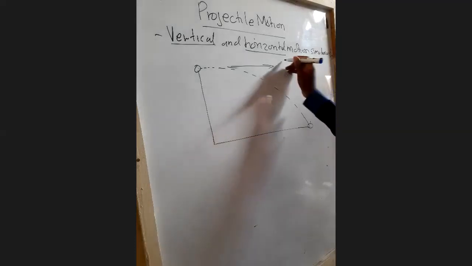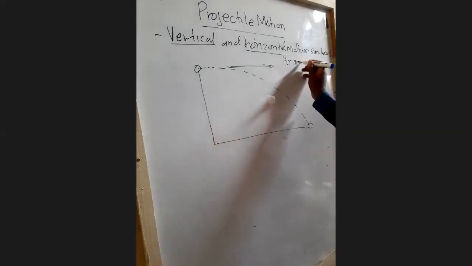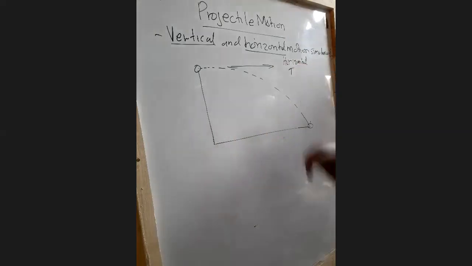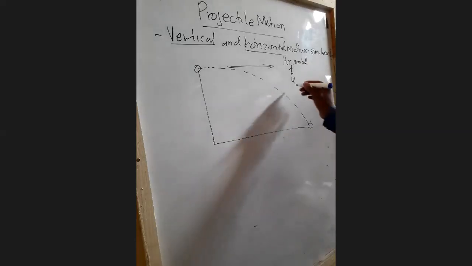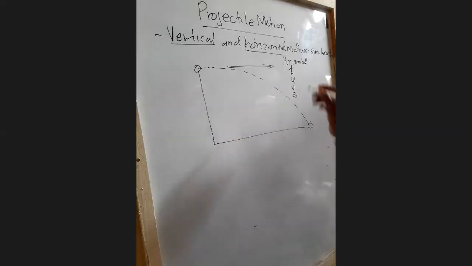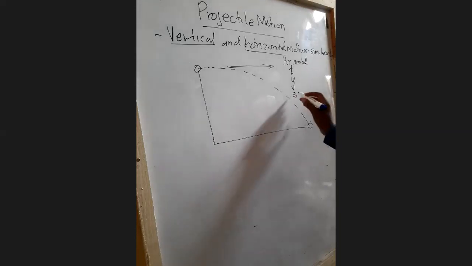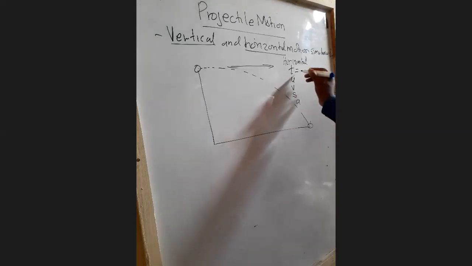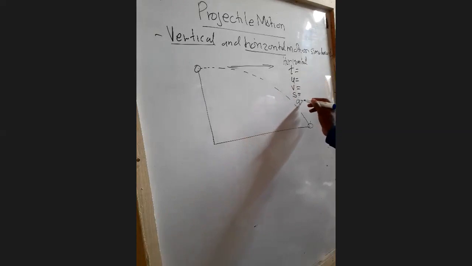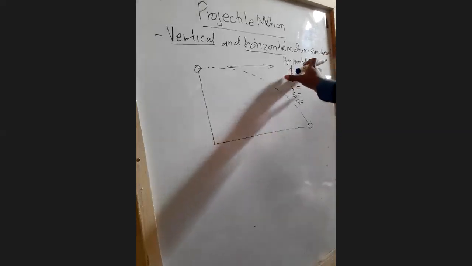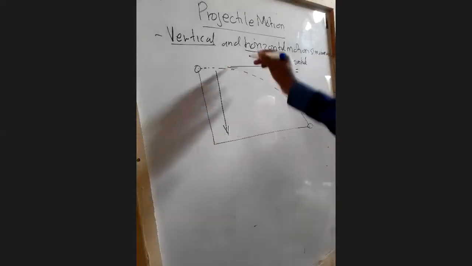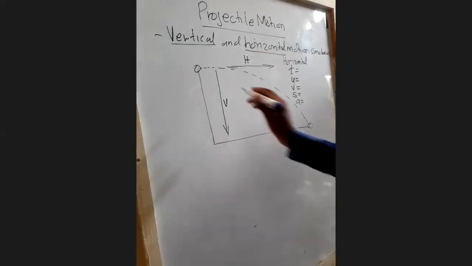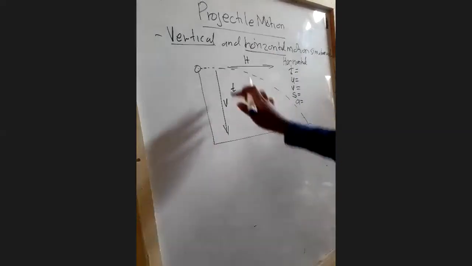For the horizontal motion, we know for any motion we always require time taken, t. We need initial velocity, u. We need final velocity. We need distance covered, and we need acceleration. Now, all those are values that we usually have. So that is for horizontal. That is a motion in this direction. For the vertical, that is downfall.